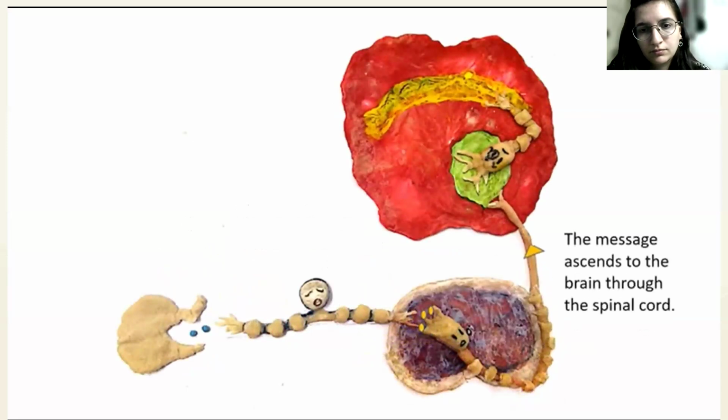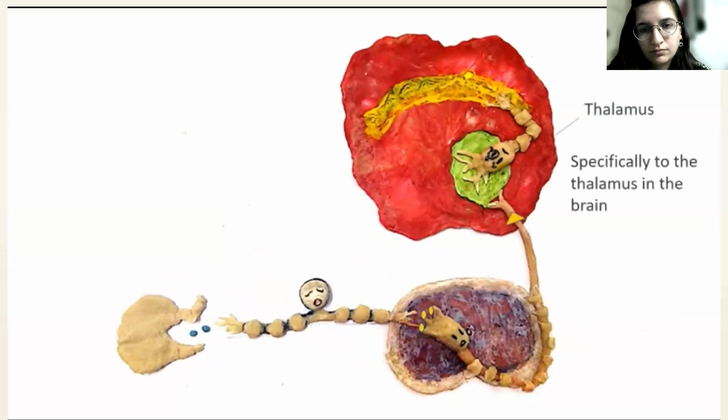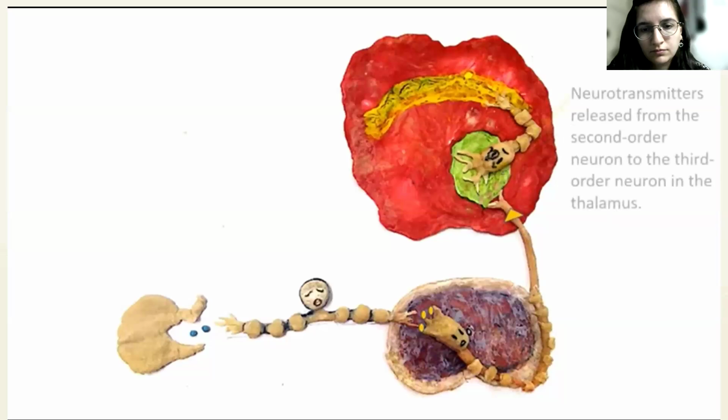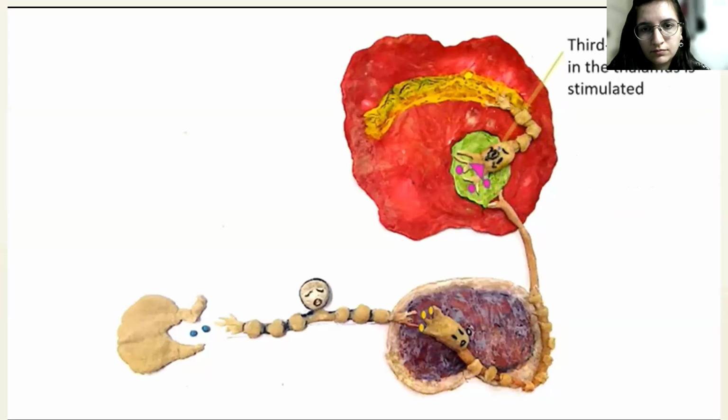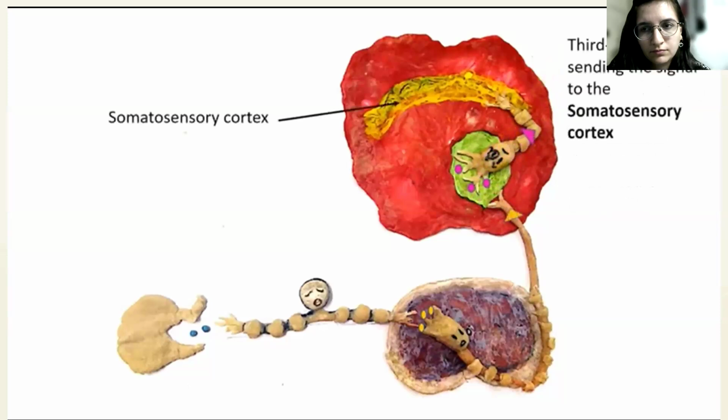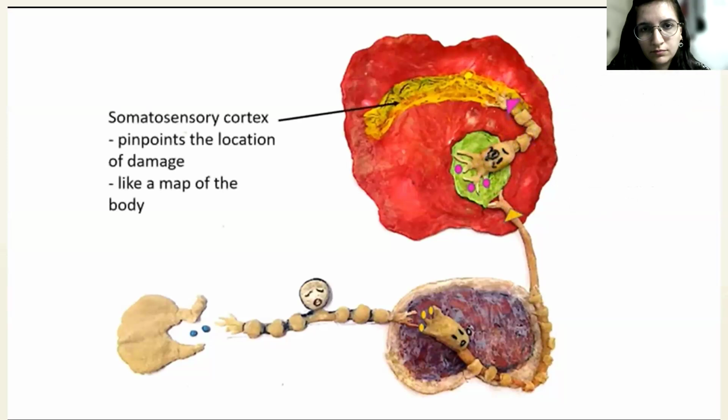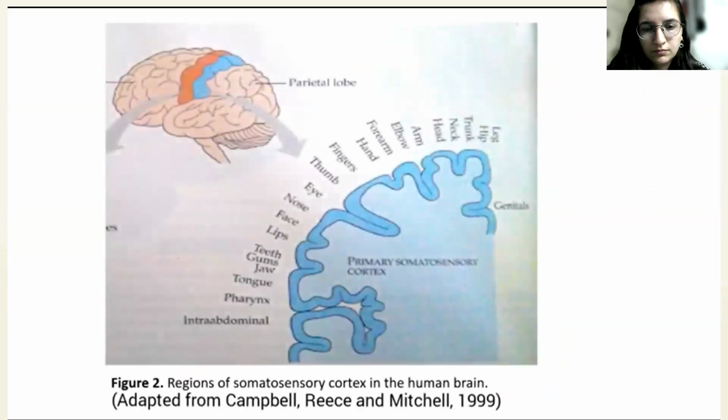In the brain, it specifically arrives to this green region called the thalamus. In the thalamus, it secretes neurotransmitters which bind to the third-order neuron to stimulate it, and the signals will start passing to the somatosensory cortex. The somatosensory cortex pinpoints which tissues and where exactly they were damaged. It's like a map of the body in the brain. Here's a more detailed picture of the somatosensory cortex. Focus on the region in blue and notice how different regions sense different parts of the body. For example, the eyes and the nose are sensed by different regions.